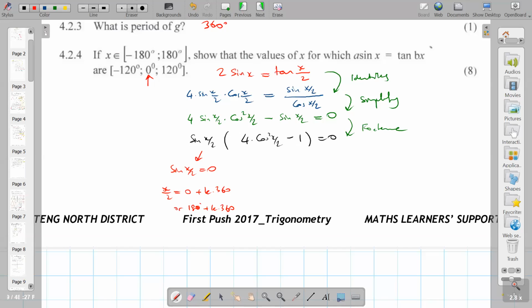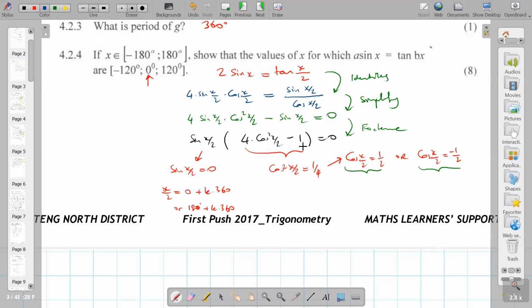Now the other one is coming from the other factor. So cosine square x over 2 must be 1 over 4, because it's square. Be careful. Cosine square x over 2 must be 1 over 4. So if you root it, it's not just 1 over 2, it's plus minus 1 over 2. So you actually get two possible answers. Cosine x over 2 is 1 over 2, or cosine x over 2 is minus 1 over 2. So each one will give us two sets of answers. Like this one gives us 60, that one gives us 120.